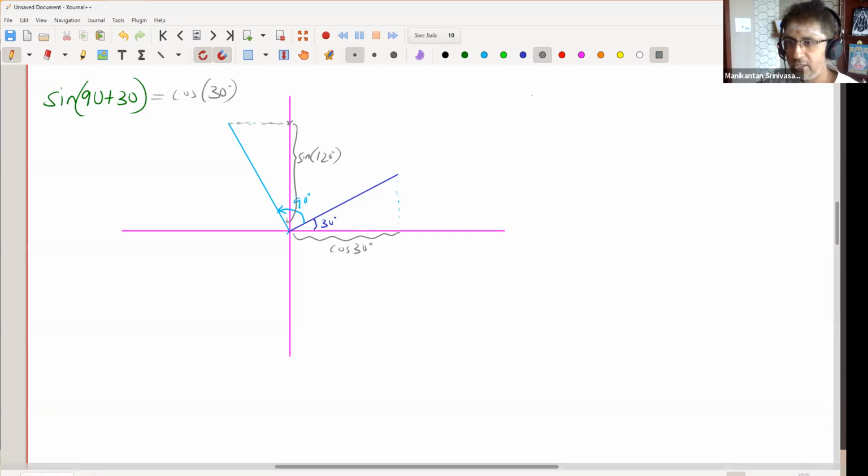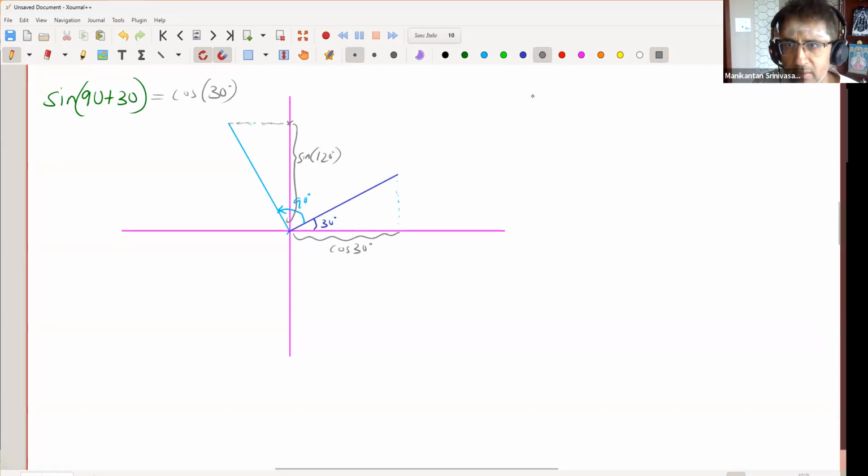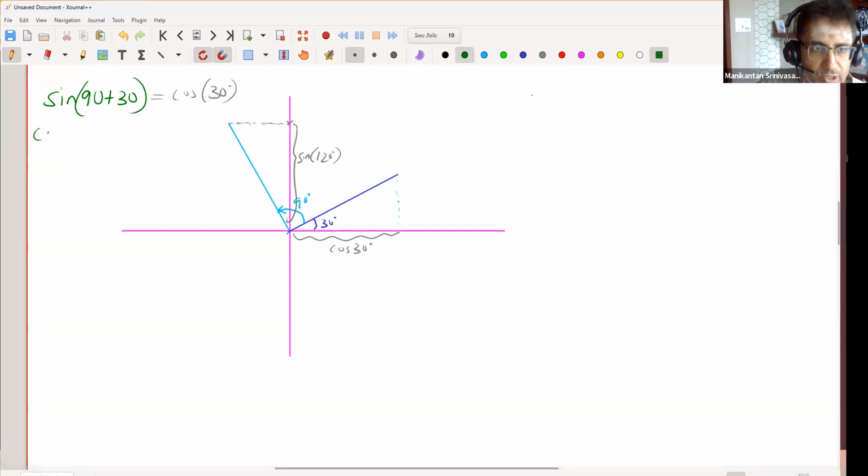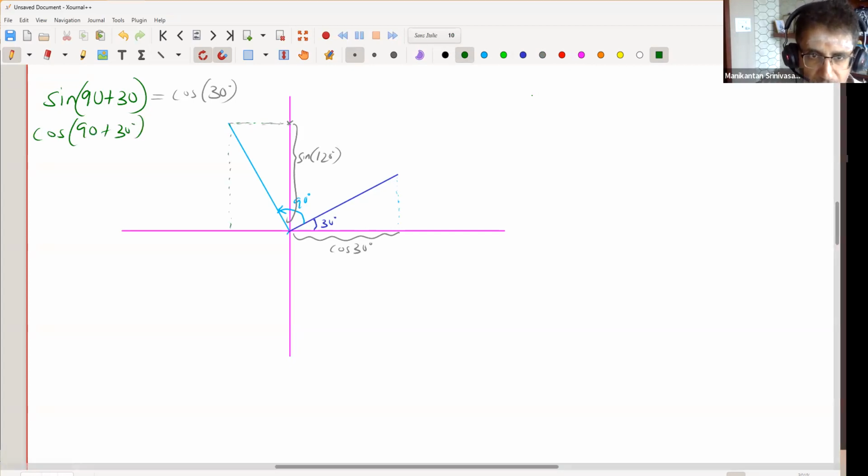Are you with me completely? Sumer, you're with me? Okay. Whereas with cos, magnitude wise will be the same, but signage will change. So cos of 90 plus 30 will be the x projection. So which means this is cos of 120.